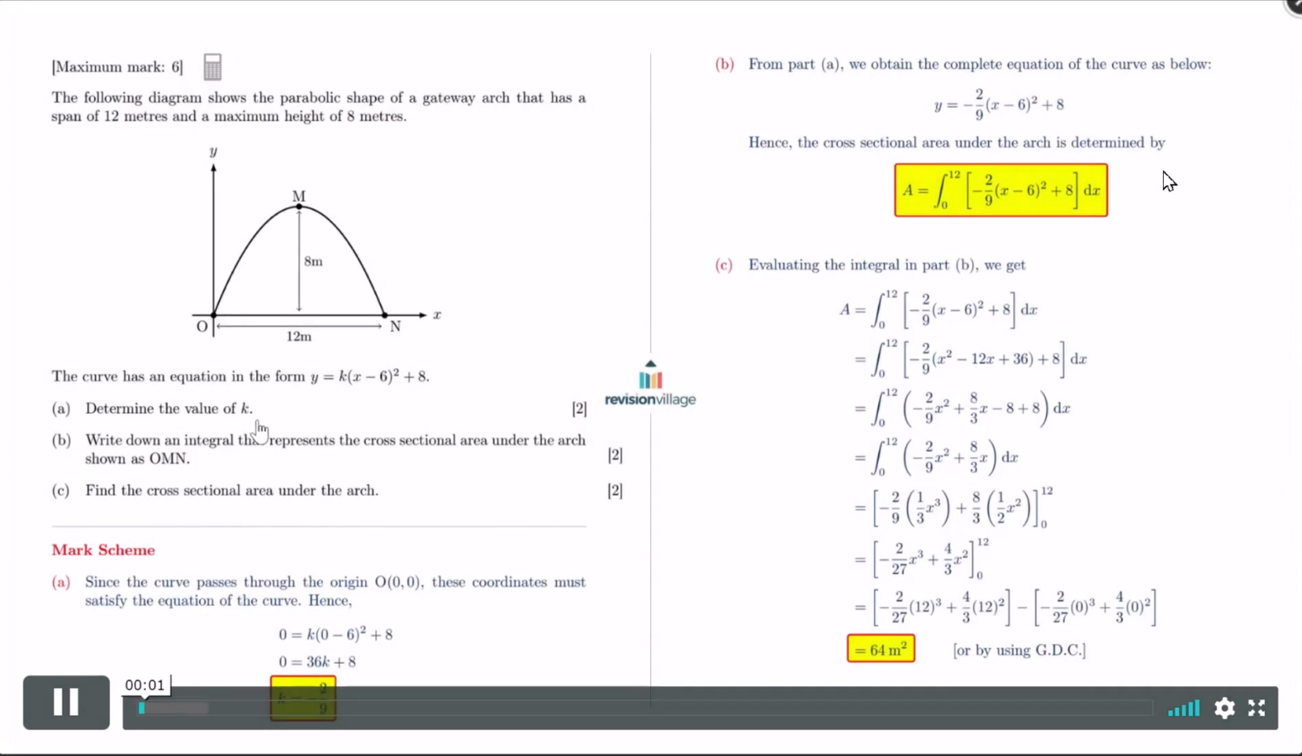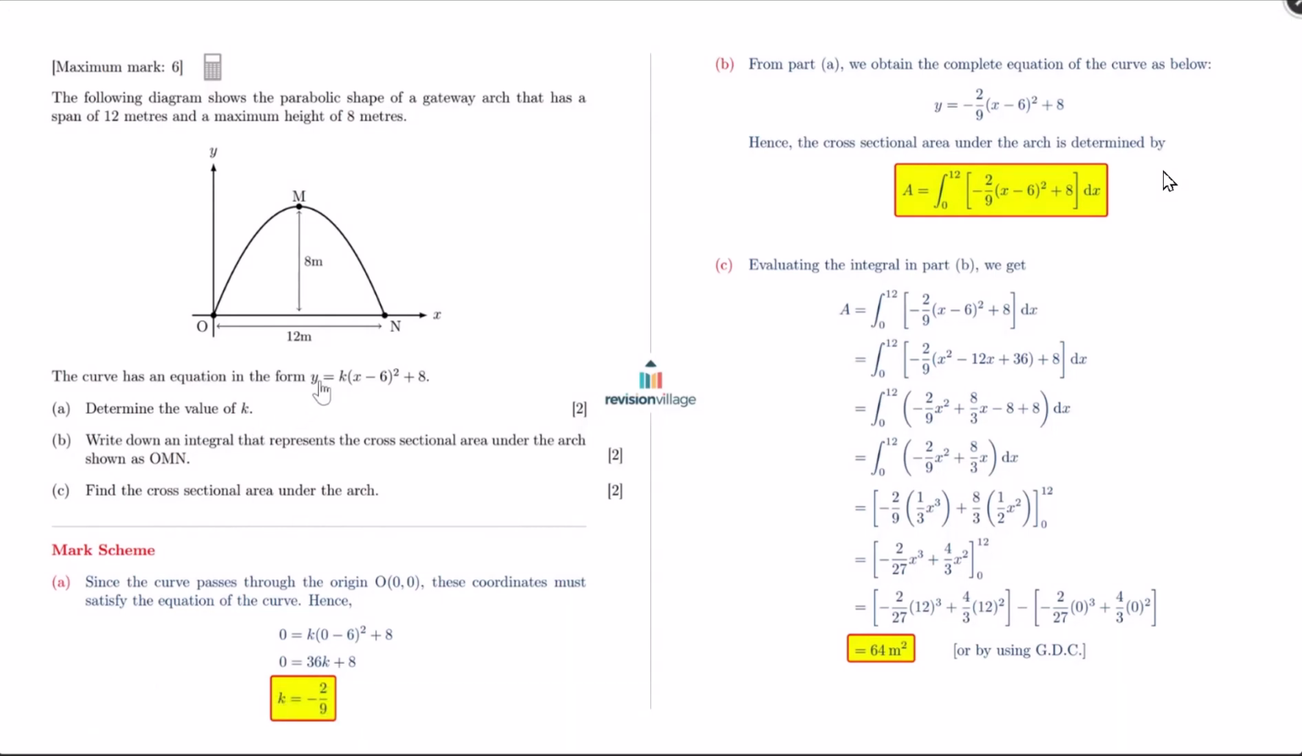Part A asks you to determine the value of k. So k is this unknown constant here. We are told that this curve of this parabolic gateway arch has an equation in this form. So it's a quadratic, and the variable is x, but we don't know this constant k. So in part A, we need to find out this constant k.